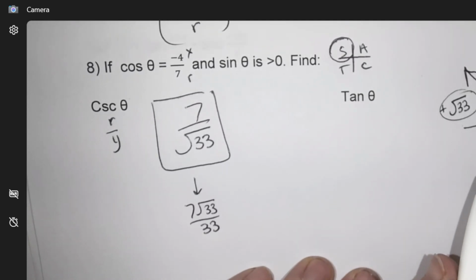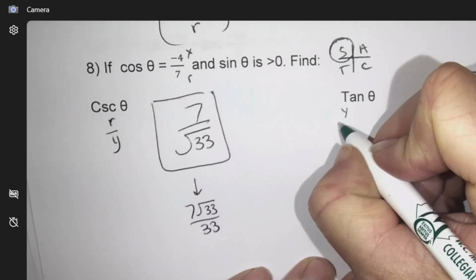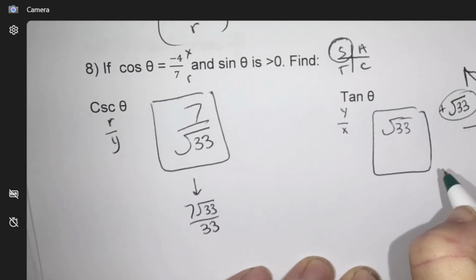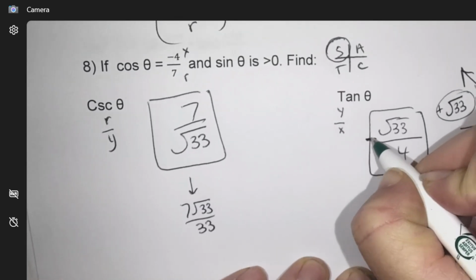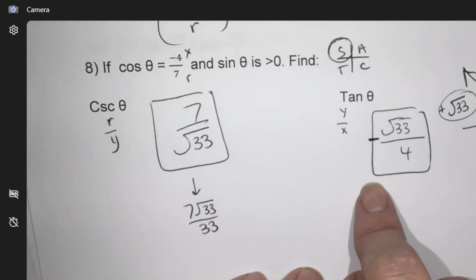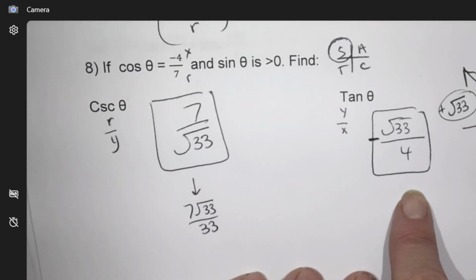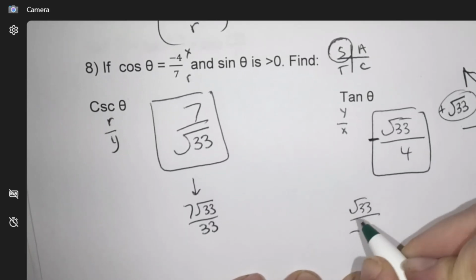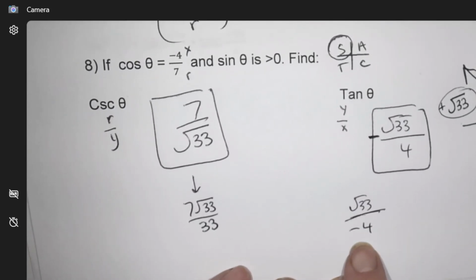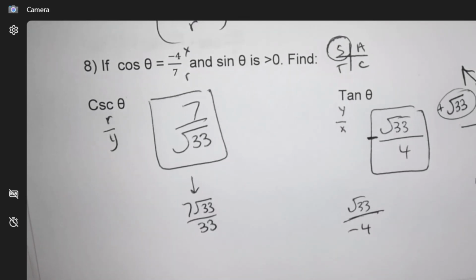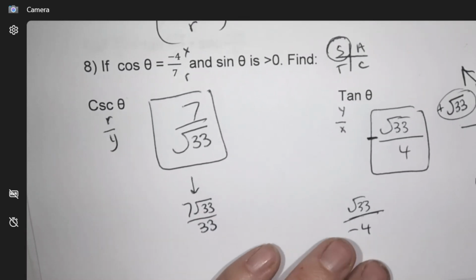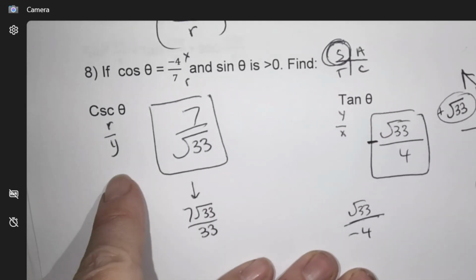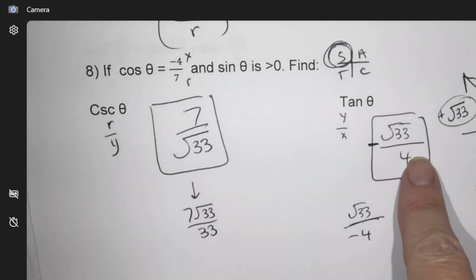Tangent is going to have what letter over what letter? Y over x. And I particularly don't like writing negatives on the bottoms of fractions. This is very awkward as a number, so I just put it as a negative fraction. Okay, ASTC, you should always check, because we're in this S quadrant, sine should be positive. So this is a sine function, right? So it's positive, tan should be negative.